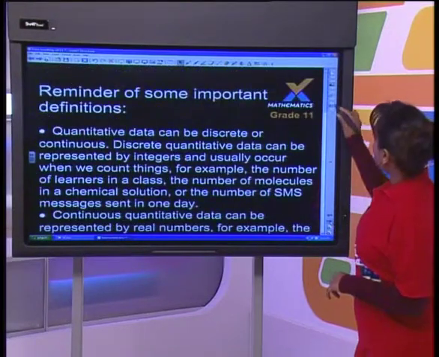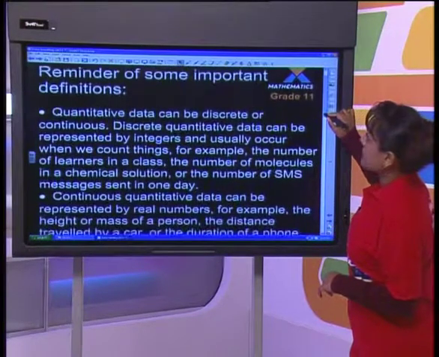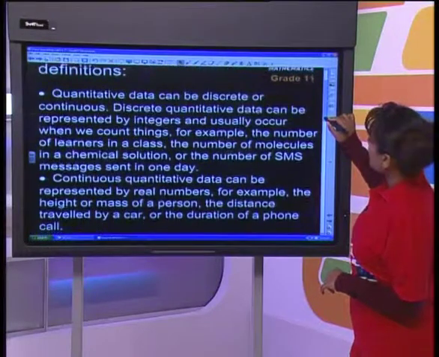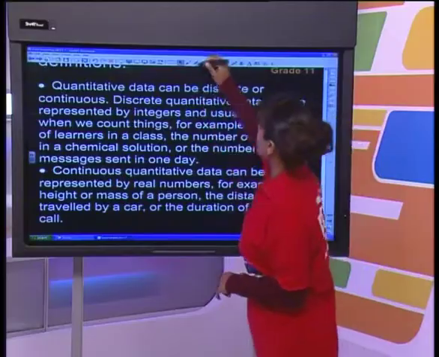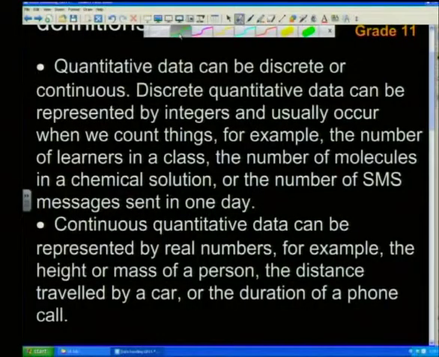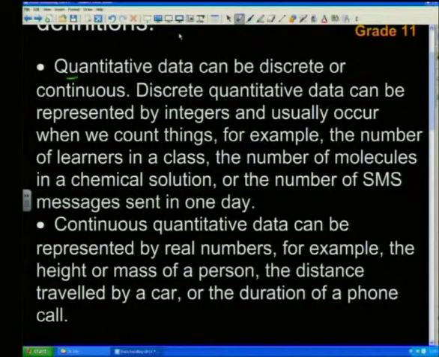All right, so as I said, we're going to just remind you a little bit about some of the important definitions that you've learned before. One of those definitions is quantitative data. What was quantitative data? Hopefully you remember that with quantitative data, we're talking about discrete data or continuous data.